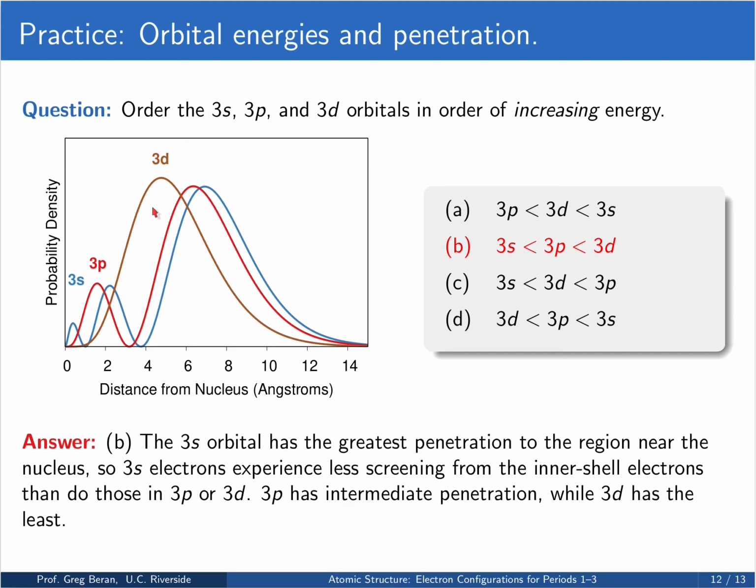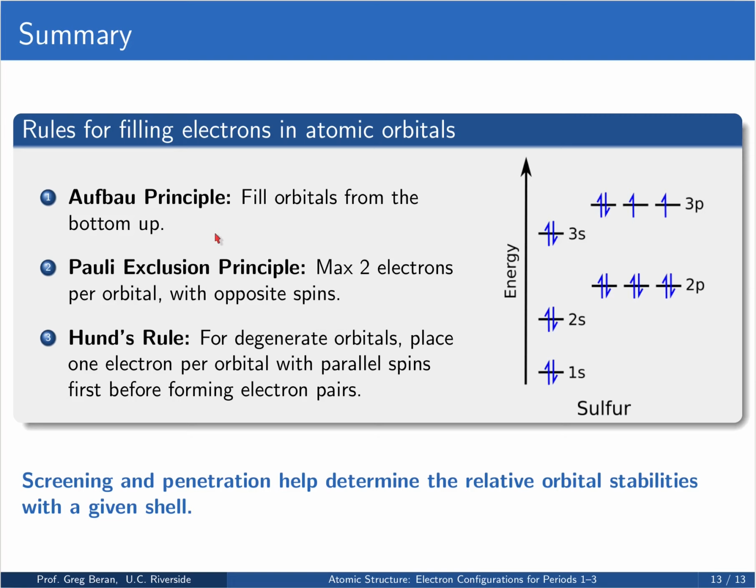So in conclusion, we've learned three key rules for filling electrons in the atomic orbitals. The Aufbau principle, which states that we fill electrons from the lowest energy orbitals up. The Pauli exclusion principle, which states that we can have no more than 2 electrons per orbital and that they must have opposite spins. And Hund's rules that tell us that when we have degenerate orbitals, we should spread out 1 electron per orbital with parallel spins before pairing any electrons. We also learned how orbital screening and penetration help determine the relative orbital stabilities that underlie some of these rules.